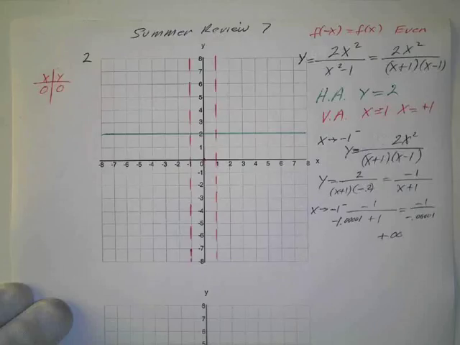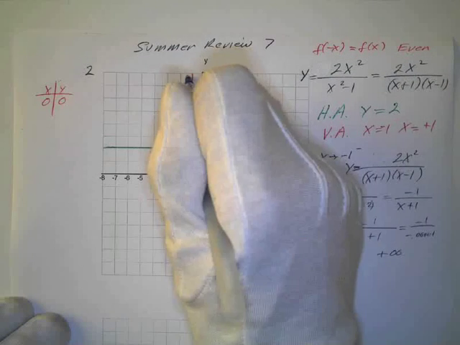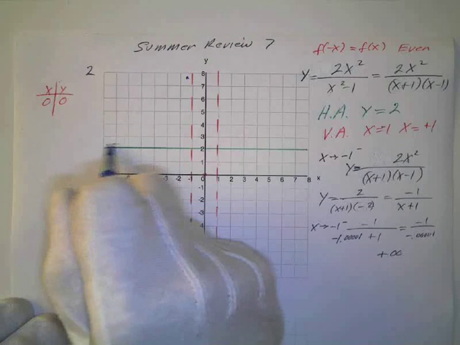So I can just sketch that in now. And say I'm going to go towards positive infinity, so I'm going to go up this direction. And I'm going from here, my asymptote, so I'm going to be going like this.